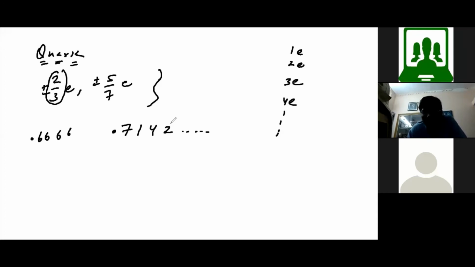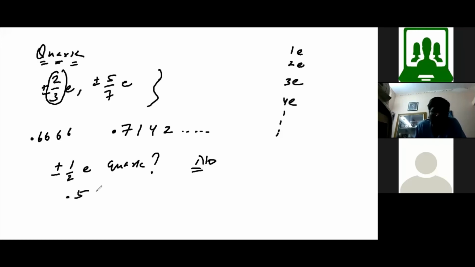These kinds of species are known as quarks. These are special kinds of species. The detailed theory of the quark is not in our syllabus. Just this much knowledge. Now, one question was there: is plus minus 1 by 2 of e a quark or not? The answer is no, it is not a quark. Why? Because plus minus 1 by 2 is 0.5, which is not a non-terminating decimal.